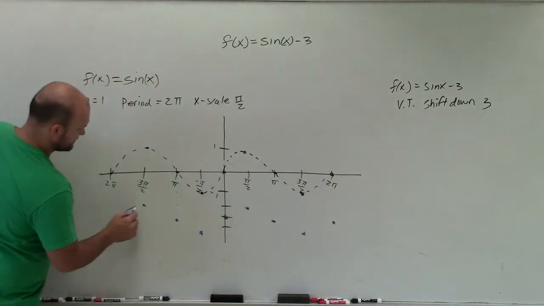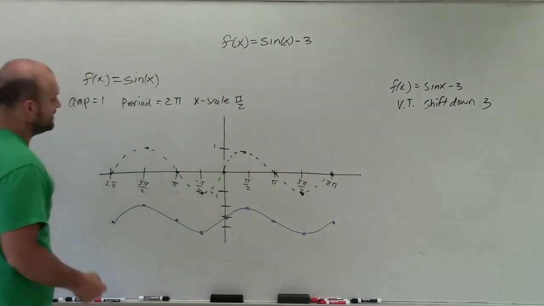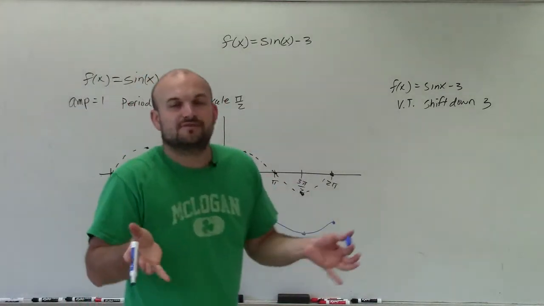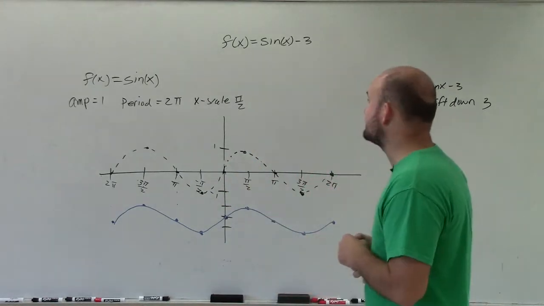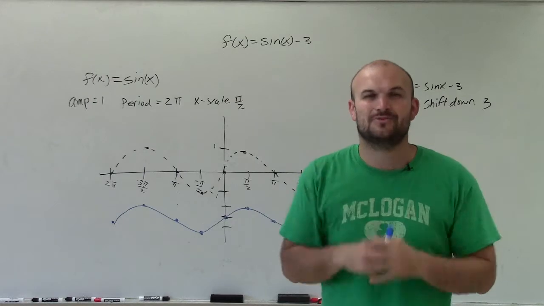So then the graph is going to look something like this, where you can see it has the exact same shape, it's just been shifted down 3. So there you go, ladies and gentlemen. That is how you graph the sine of x function when you have a vertical translation down 3 units. Thanks.